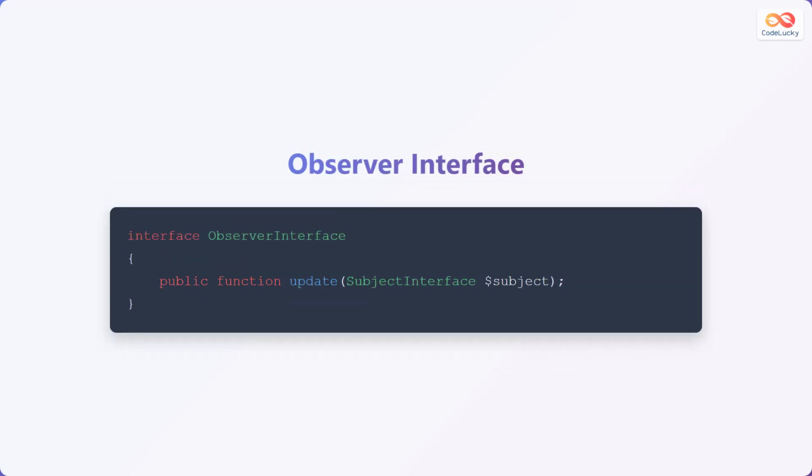Here is the observer interface. The observer interface defines the contract for any class that wants to act as an observer. It contains a single method, update. This method is called by the subject when its state changes, allowing the observer to react to the change and perform any necessary actions.